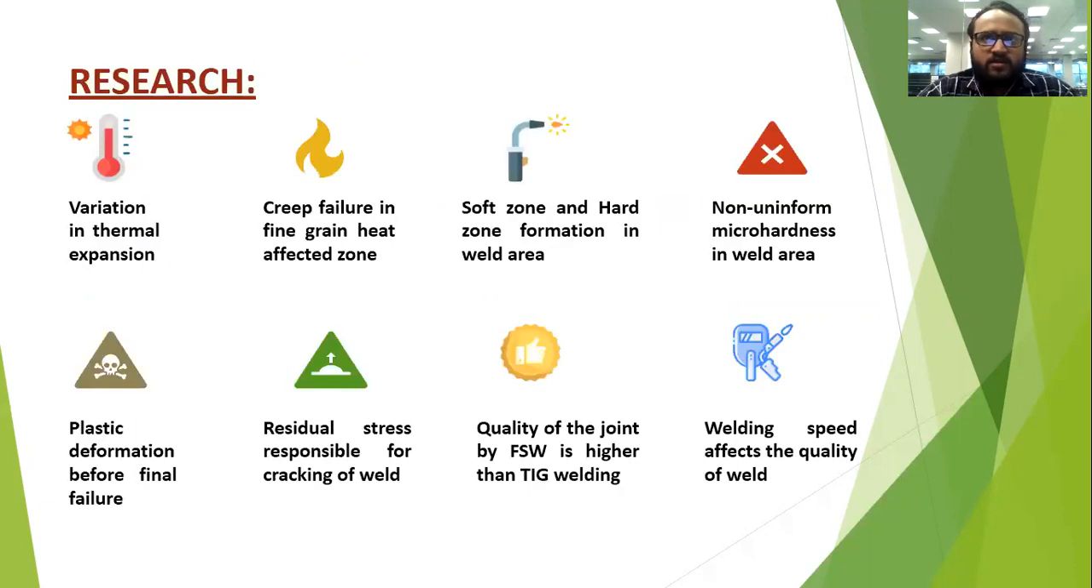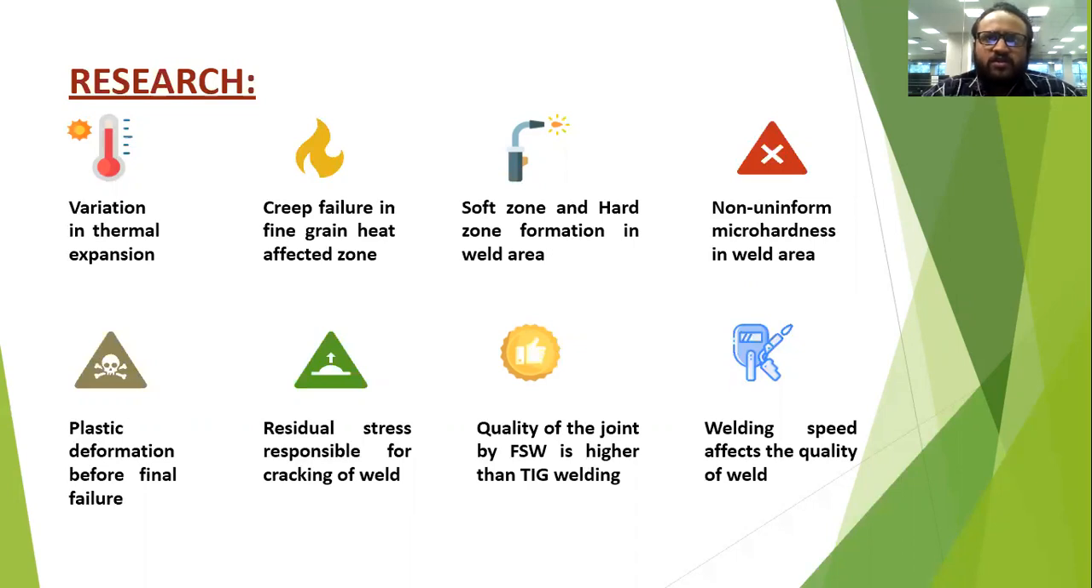So in this research, I searched for previous experiments which were already done in this area for joining two different metals. From my research, I have found that there is a thermal expansion variation in both of the materials, which is really a big problem. And creep failure really occurred in the heat affected zone, and in the weld area a soft zone and hard zone are created, and the non-uniform micro hardness in the weld area is also produced.